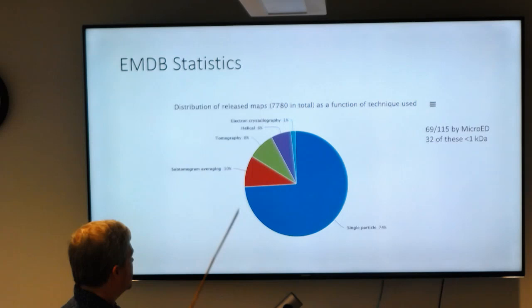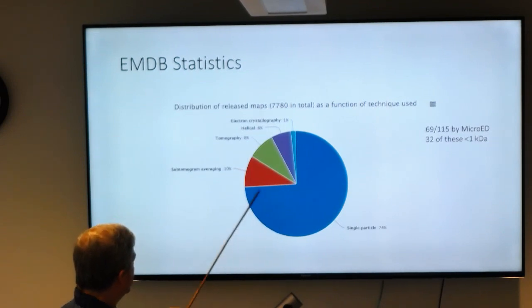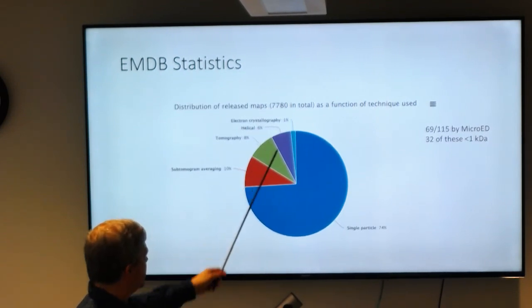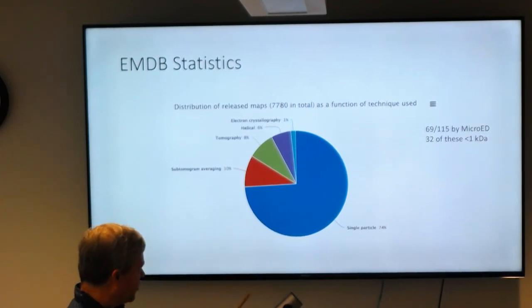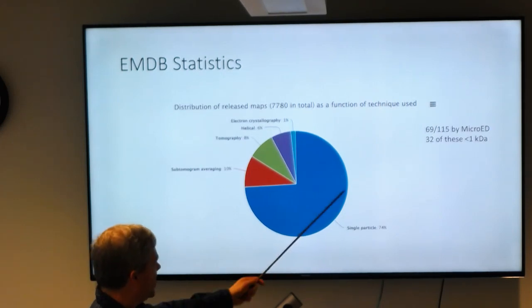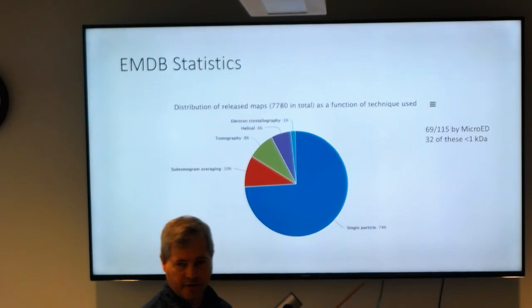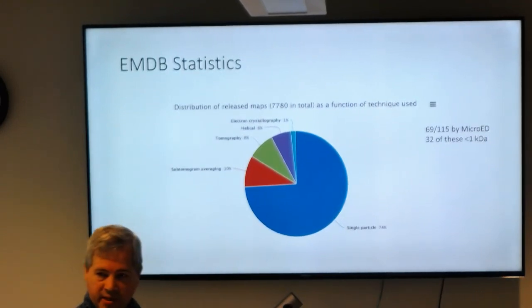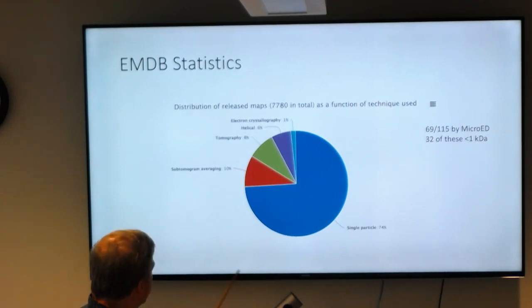Just looking at the overall statistics from the EMDB, 74% are single particle structures, and about 1% are listed as the technique of electrocrystallography. But that includes MicroED and the standard, old 2D crystallography. So about 69 of those are by MicroED, and about half of those are of small molecules, so less than 1 kD.